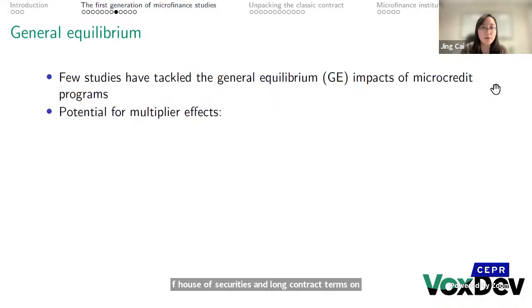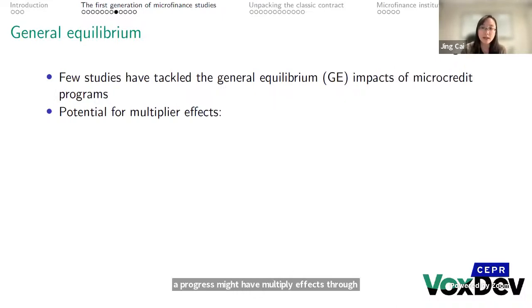Lastly, while the impact of microcredit on direct beneficiaries is well understood, very few studies have tackled the general equilibrium, or GE, effects of microcredit programs. And microcredit programs might have multiple effects through different types of channels.